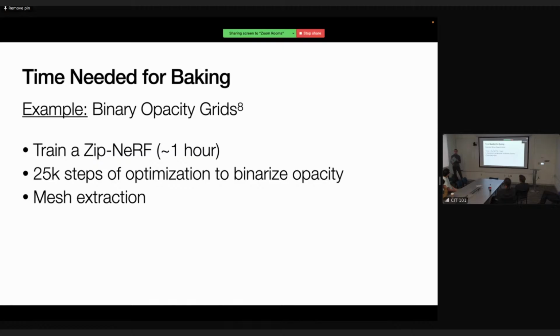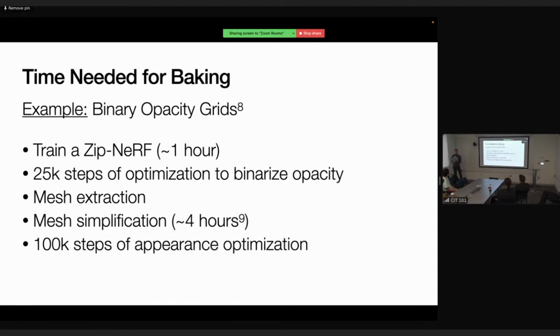Then you extract a mesh. And then because this mesh has hundreds of millions of triangles, actually more than our method, you need to simplify it. And simplification on such a huge mesh takes about 4 hours. And then you do 100,000 further steps of optimization.